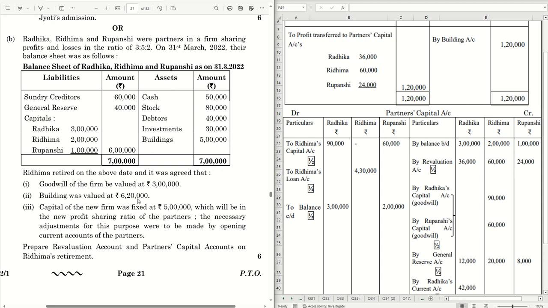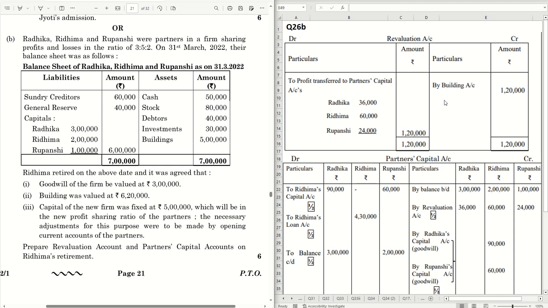Building was valued at 6 lakhs 20,000. We have building as 5 lakh. So 1 lakh 20,000 increase in the value of building will be credited to revaluation account. Again, remember, building account will be debited, so obviously revaluation account will be credited. That way it's coming here as by building account. If you have any confusion, do the journals in your mind. That will ease things out for you.